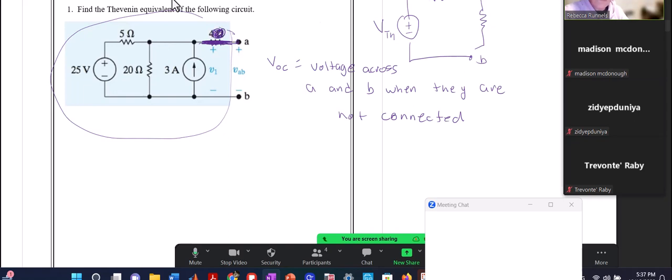So what that means is for V open circuit, which is VAB, which is V Thevenin, because we're trying to find the Thevenin equivalent across A and B, that is going to equal what's labeled V1 in this diagram, because it's the same as the voltage across that current source. Okay, so if I had the voltage across the current source, then I would have the voltage that I needed.